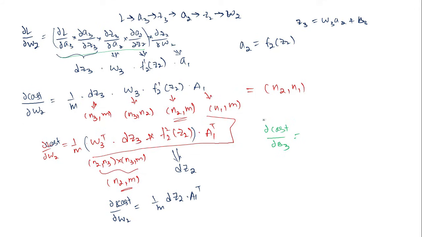So it will be nothing but 1 upon m, and similarly the sum that we took previously of dz2, and 1 again represents the column-wise sum. So this will be our del cost by del b2, not del b3. Okay, so now it's time to move another layer backward and calculate del L by del W1.